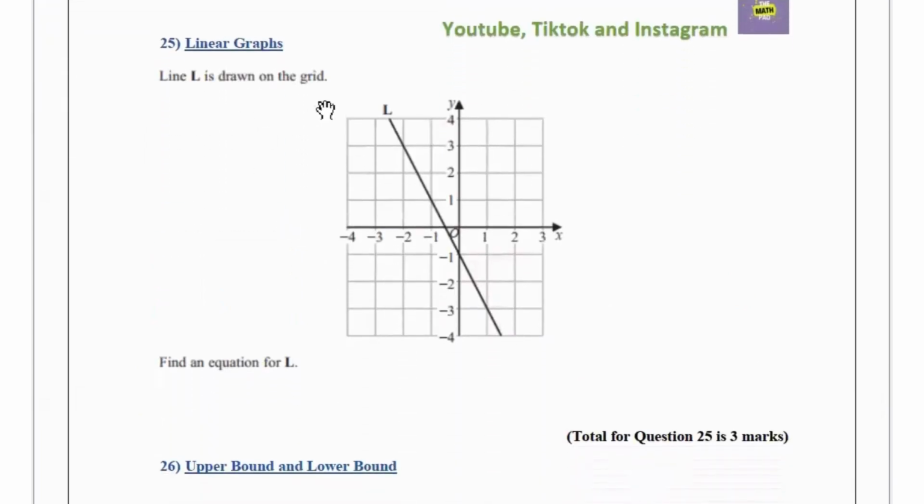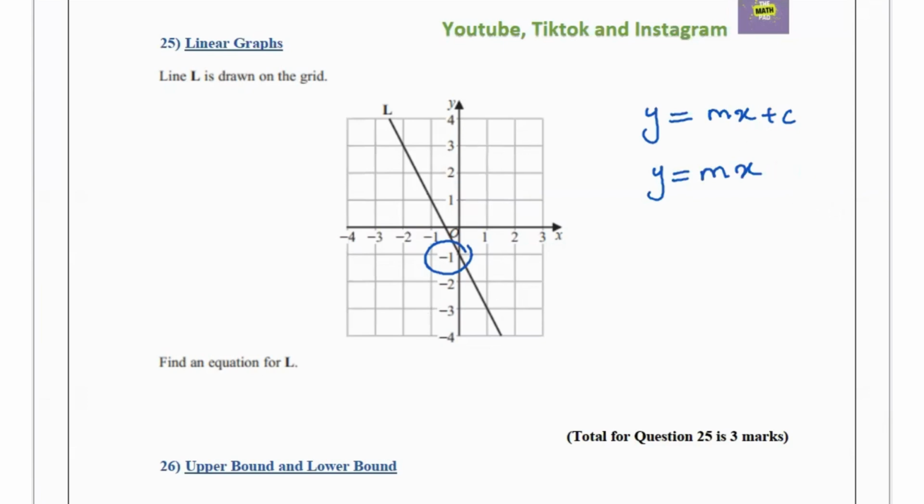Then says line L is drawn on the grid. Find an equation of L. So for this, we need the y-intercept and the slope, because the equation is going to be in the form of slope-intercept form. The y-intercept is the point at which the graph is crossing the y-axis, which is -1. And for the slope, we need the rise over run.